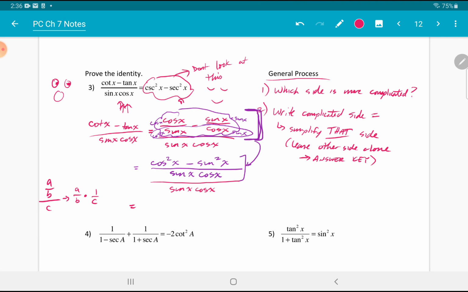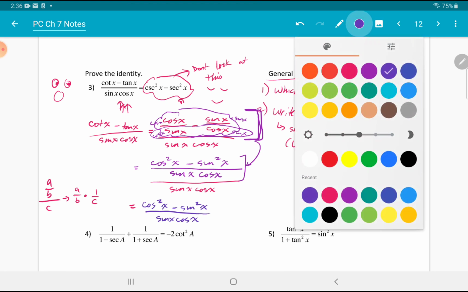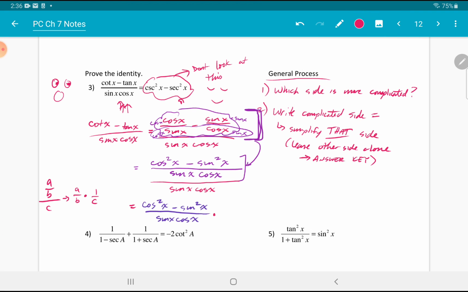I'm going to change this so that what we have is the numerator, cosine squared x minus sine squared x over sine x cosine x. That was my first fraction, the purple that you see up above. And then I had to multiply that by basically 1 over sine x cosine x, just like that. And that represents the denominator that you see up above as well, right there.